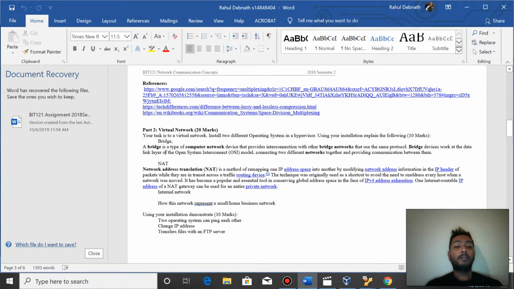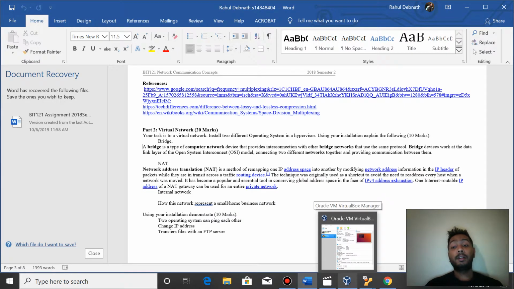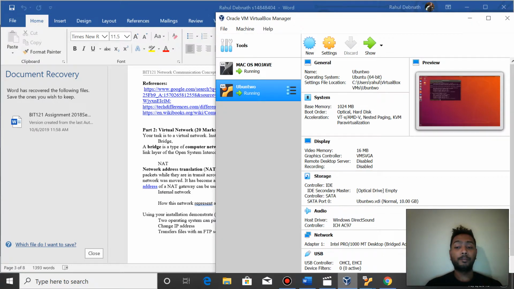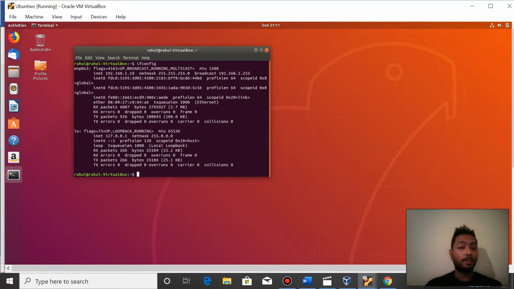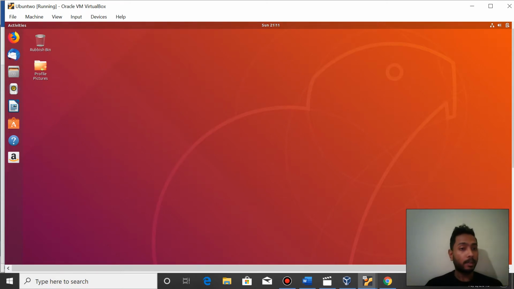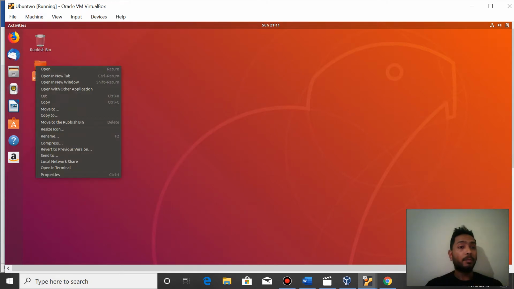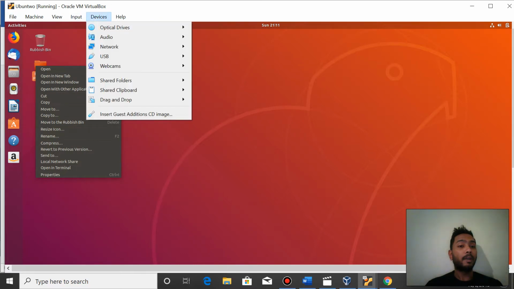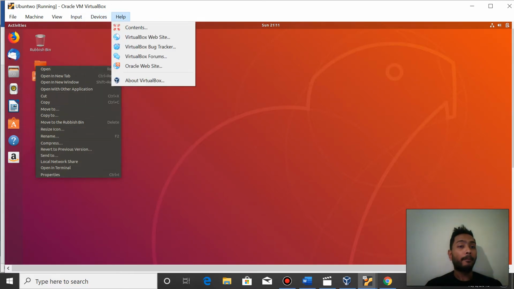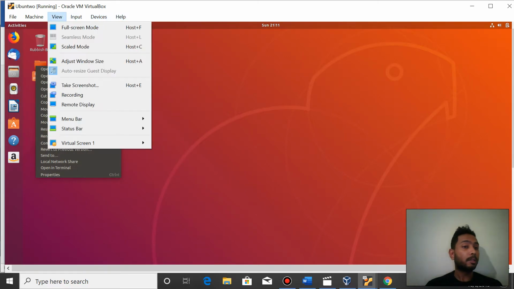So the first part of the bridge networking is very important, because this is what we are going to be using to transfer files from one operating system to another, which is from Linux to Mac, using file transfer. It's similar to file transfer protocol, but first we need to go to settings, devices, and then go to Linux.